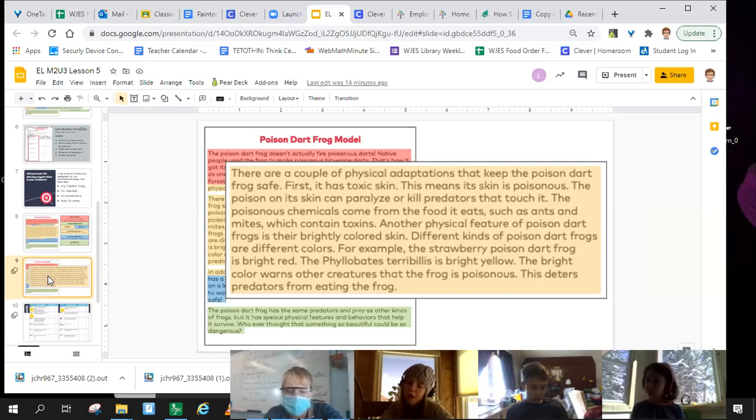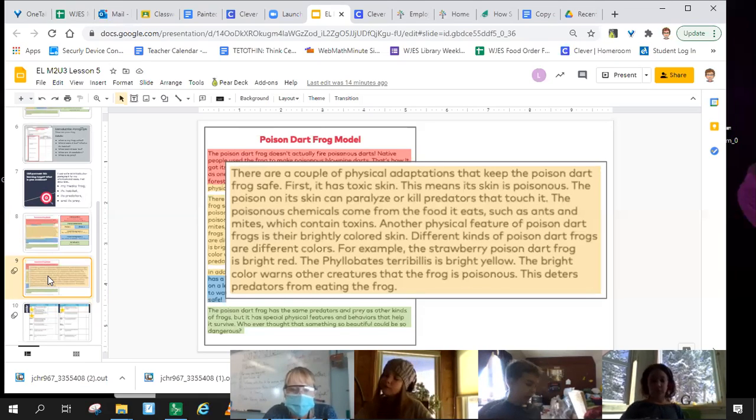First, it has toxic skin. Now, is my reader going to know what toxic means? Not necessarily. Should I tell them what it means? Yes. This means its skin is poisonous. If you're a glass frog person and you say their skin is transparent, what if your reader doesn't know what transparent is? You might need to explain it. The poison on its skin can paralyze or kill predators that touch it. The poisonous chemicals come from the food it eats, such as ants and mites, which contain toxins. Is that just what Robert told me? Yes, in a clear way that I wrote my own sentence. I'm not copying it directly from the book, right?